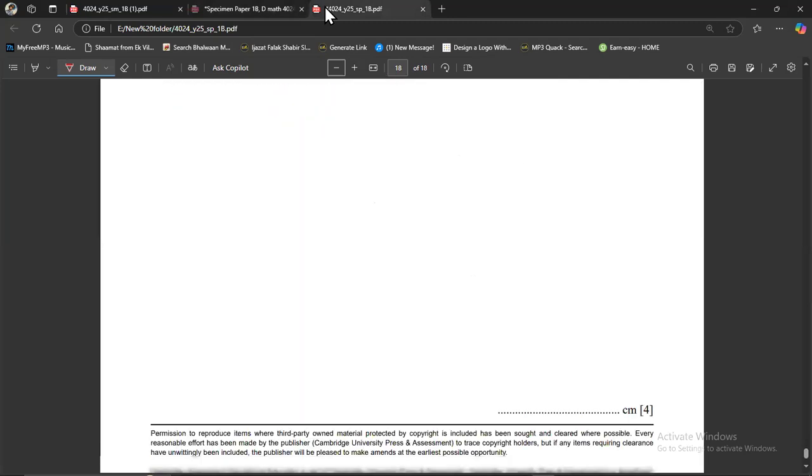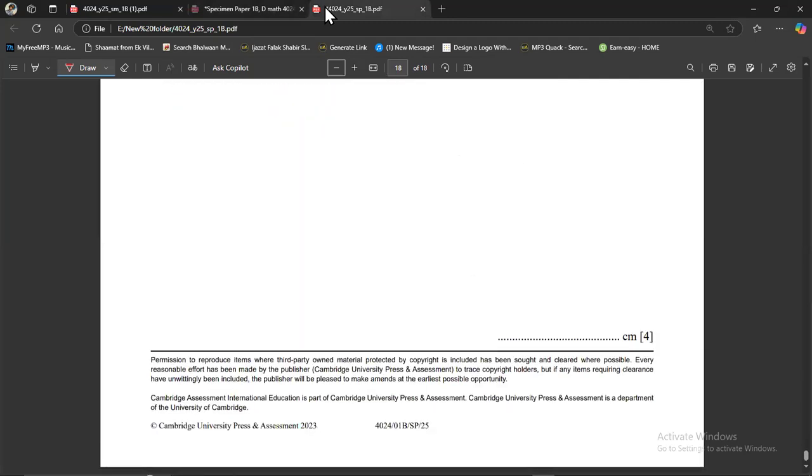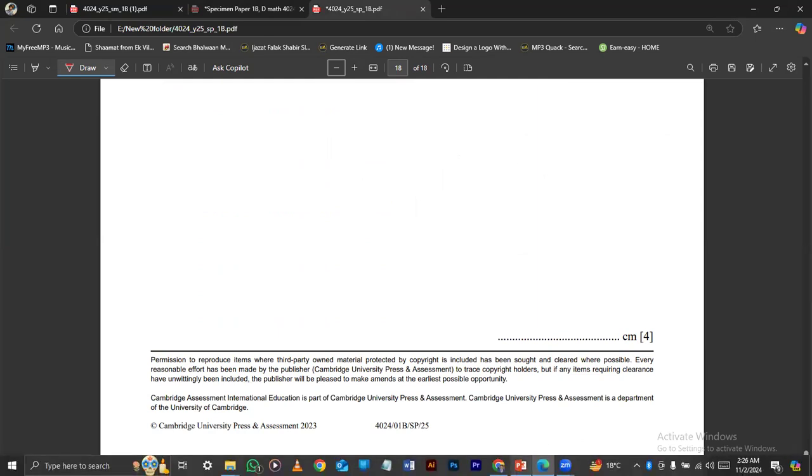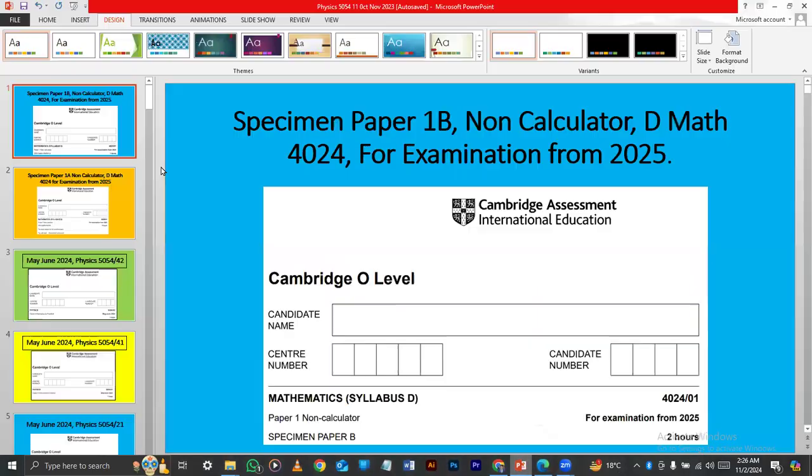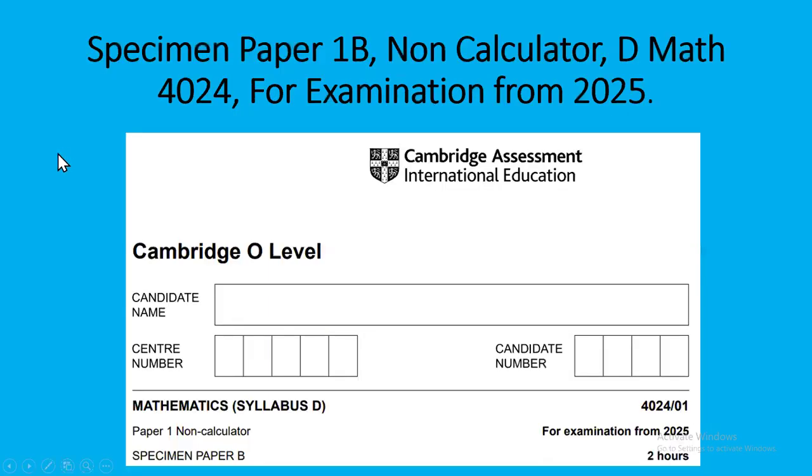And let's check here also. So we have reached the end. This is basically the specimen paper 1B. There are two specimen papers related to paper one issued by Cambridge for the exams starting from 2025. So in this video, I have tried my best to explain the concepts to you, and I have also tried my best to write those solutions to make things easy for you.